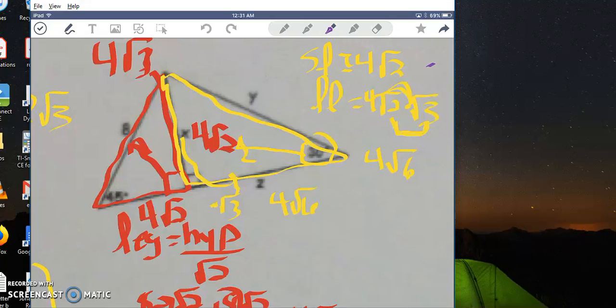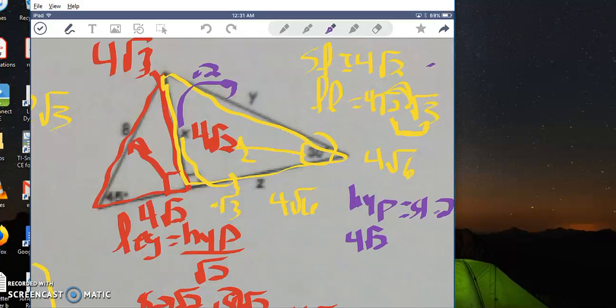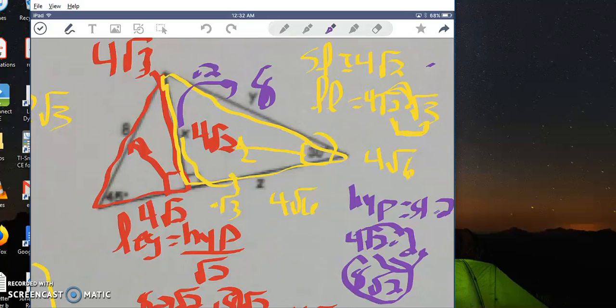Now we need to find our hypotenuse. The hypotenuse, we can go from the short leg and multiply times 2 to get our hypotenuse. Hypotenuse is equal to short leg times 2. So the short leg is 4 radical 2 multiplied by 2. Outside times outside is 8. Inside times inside, but there is no other inside, so that's just radical 2. So this is going to be 8 radical 2 for our hypotenuse.